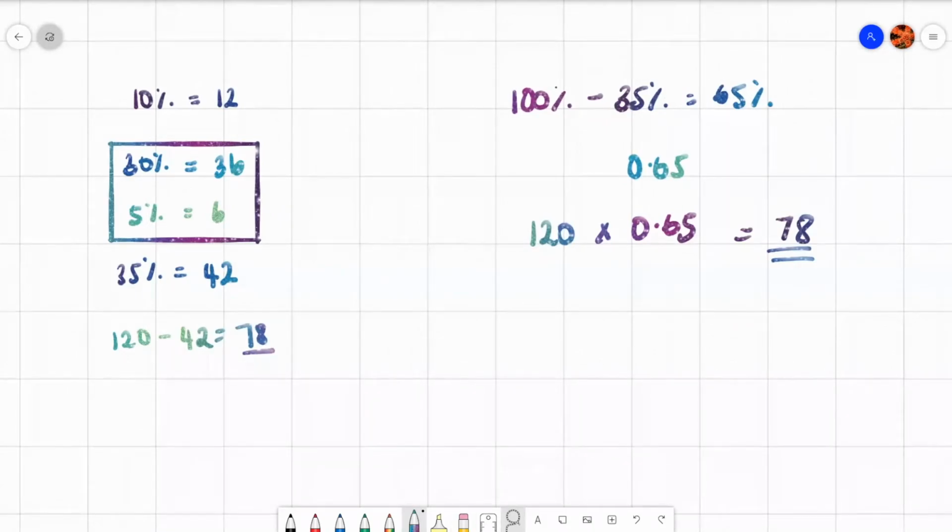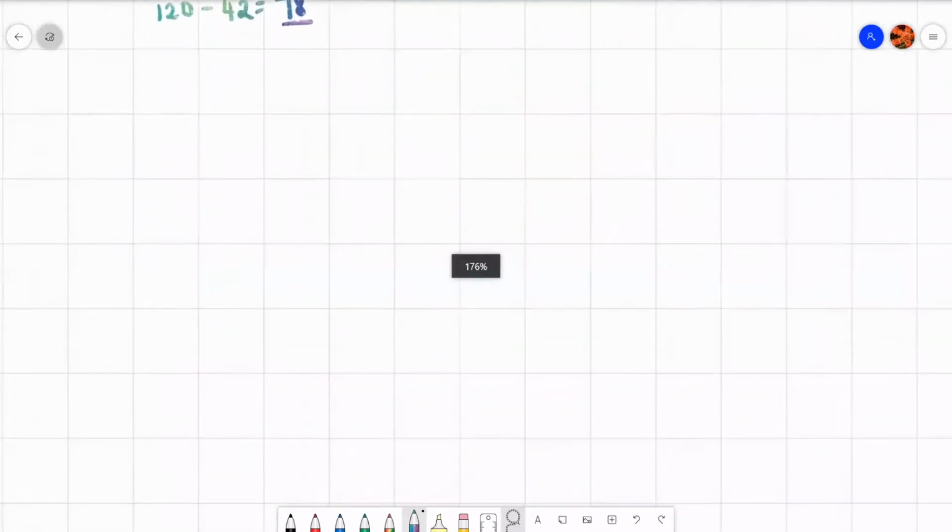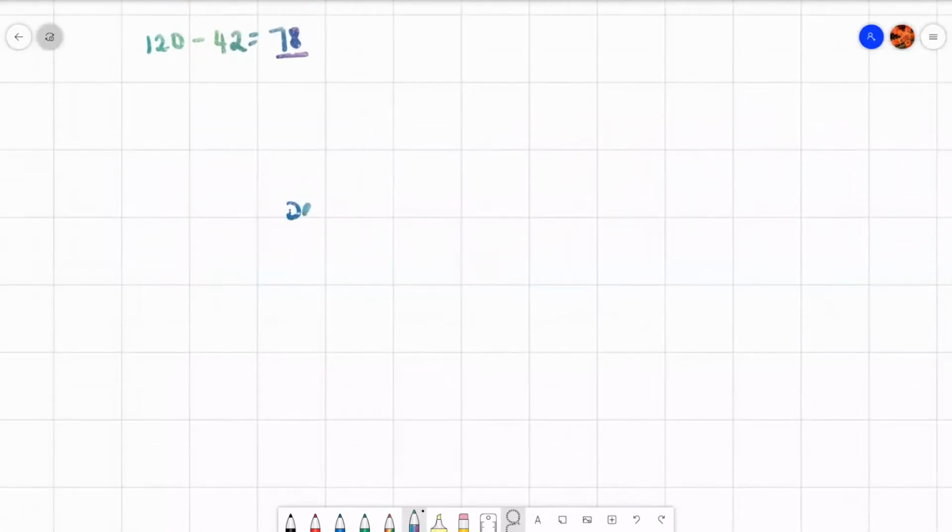Okay, right, let's have a look at another table. Let's draw a table. We're going to say that's decrease.